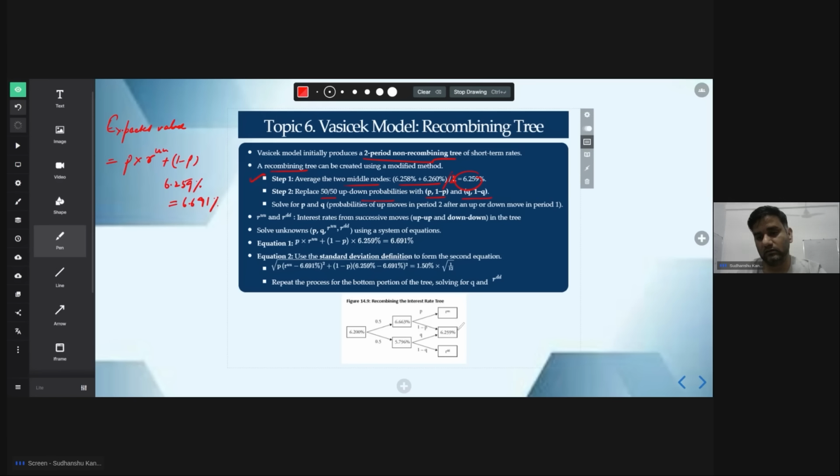If you see the point here, what we are trying to do is find the expected value. RUU and RDD are the interest rates from successive moves up, up, and down, down. So this is RUU, and this is RDD. If you can't see it, I'm writing it here. You multiply RUU with the probability P, and 6.259 you multiply with 1 minus probability P. Then you get 6.691%. So you are taking it back.